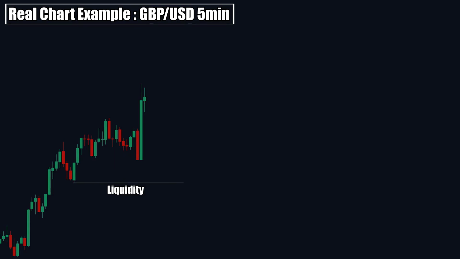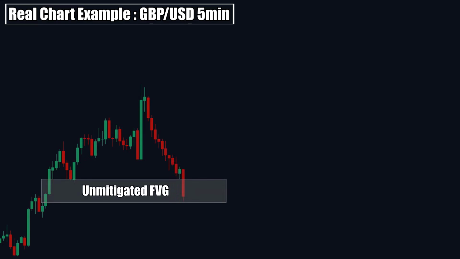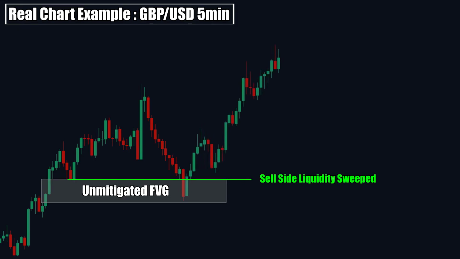The pair is clearly trending upward with multiple bullish break of structure moves. Suddenly, price dips below a recent swing low, seemingly signaling weakness, but instead of continuing down, it taps directly into an unmitigated bullish fair value gap just beneath the low. This dip performs a dual function. It sweeps sell-side liquidity, and it mitigates the fair value gap. Immediately after this confluence, price bounces sharply and resumes the primary uptrend.